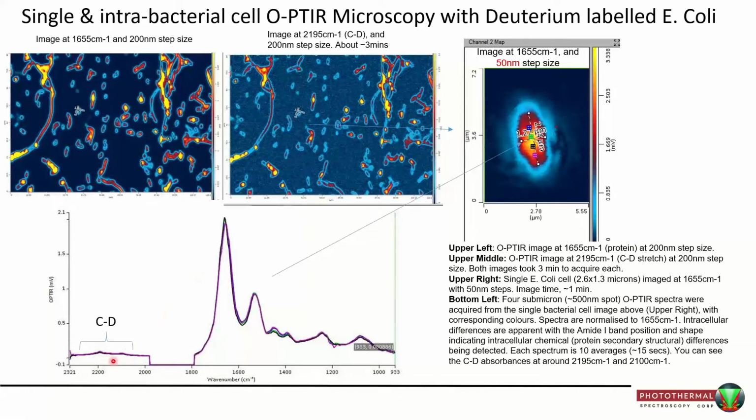It's in fact showing off our silent region chip. So these are some deuterium-labeled E. coli cells. You can actually see the CD absorbances coming through there, and this is a single bacterium that we've imaged at 50 nanometer step sizes, and then they've taken spectra along the length. So we're now actually doing intracellular single-cell bacteria measurements, which I think is pretty amazing given that this is still in the infrared.